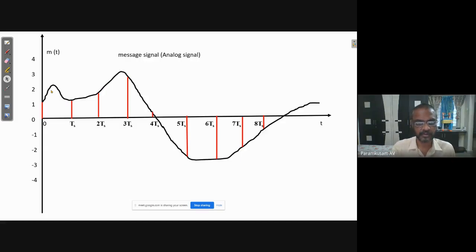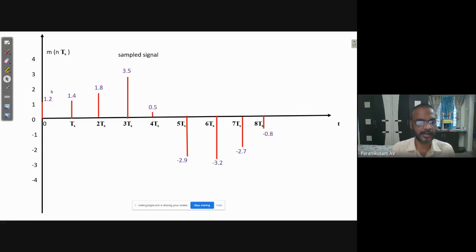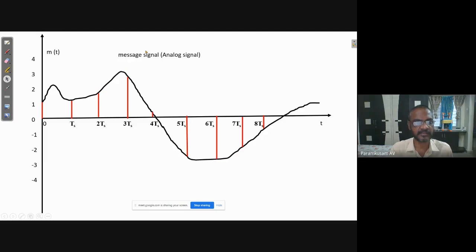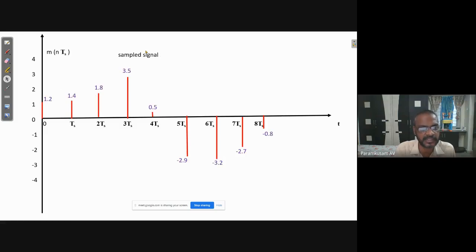Let us neglect that envelope. Now this is the sampled signal. The message signal, shown in black color, is the analog signal. The signal represented with red lines is the sampled signal, represented by m of nts. Suppose m of 0 is equal to 1.2 volts, m of ts is equal to 1.4 volts, and m of 2 ts is equal to 1.8, 3.5, 0.5, minus 2.9, like this.